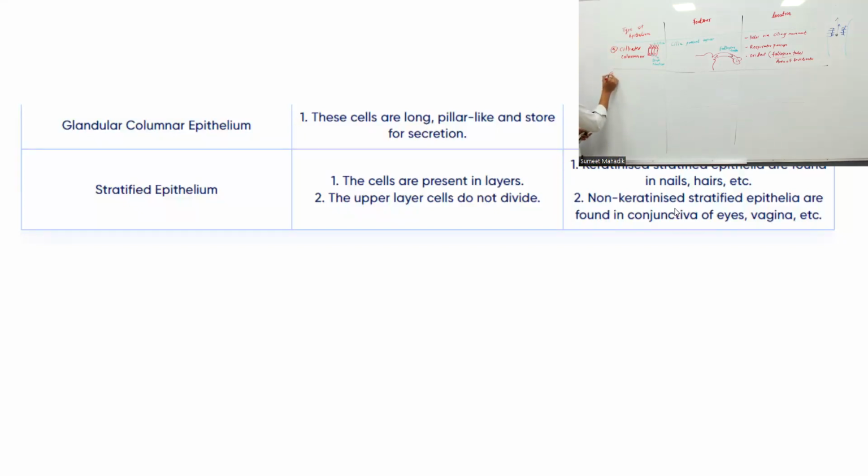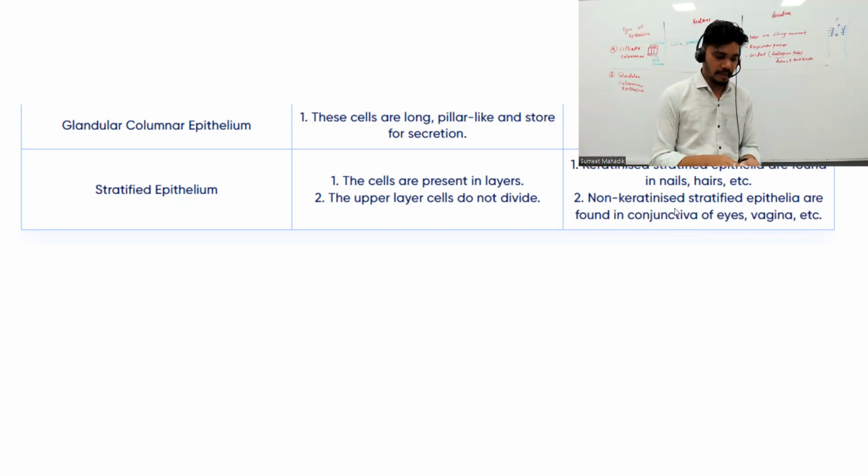Now, fifth one is a glandular columnar epithelium. See, columnar epithelium, when they have a cilia, it's called ciliated. Now we have a glandular columnar epithelium. See, glandular means what? Glands should be there. Yes or no? Glands are there. Now there is the entry of glands.